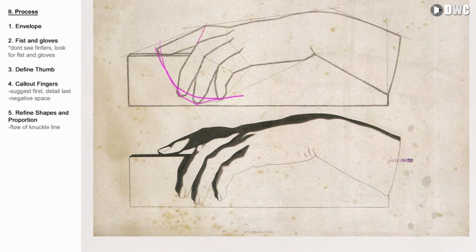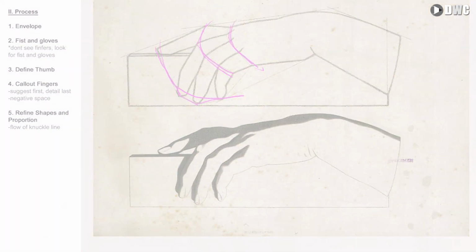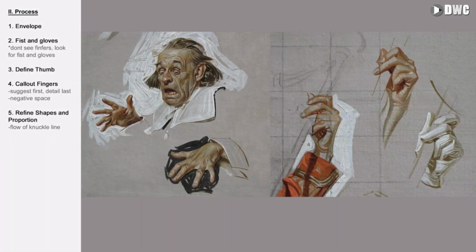Same with this. Same with the top knuckle. All follows a beautiful flow of that curve. So that's a real simple way to align the knuckles and help you get better proportion. Let's quickly look at some examples.